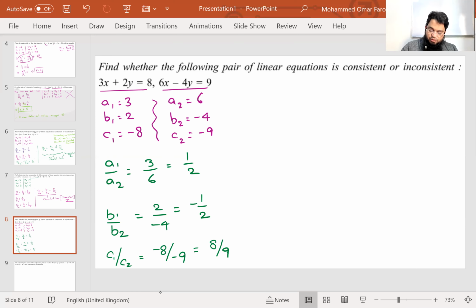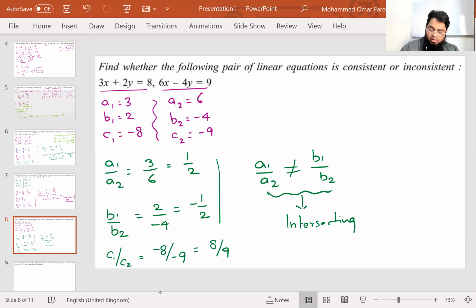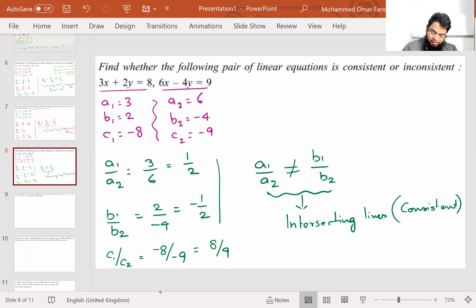Let us see the first two things. a1 by a2 and b1 by b2 are not equal. Here clearly we can see that a1 by a2 is not equal to b1 by b2. This is the condition for intersecting lines, and intersecting lines are also called consistent. They are termed as consistent. Got it, my dear students? Let us quickly go to the next problem.